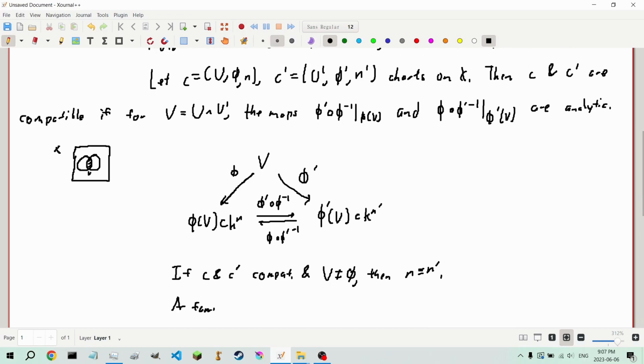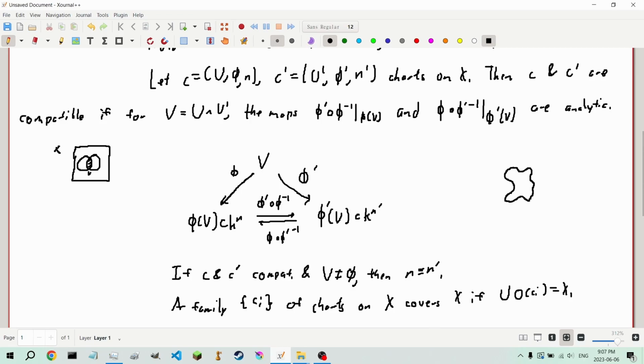A family C_i of charts on X is said to cover X if the union of their open sets is all of X. So essentially, if we have our shape here, I don't even know how to draw a manifold, pretend this is some spooky shape, we have one chart covering part of it, another chart covering part of it, probably with some overlap, and that covers everything, so we can work with any given part of the manifold, assuming that everything lines up.